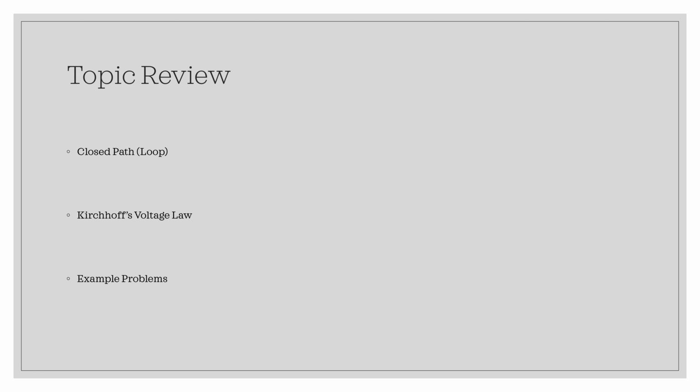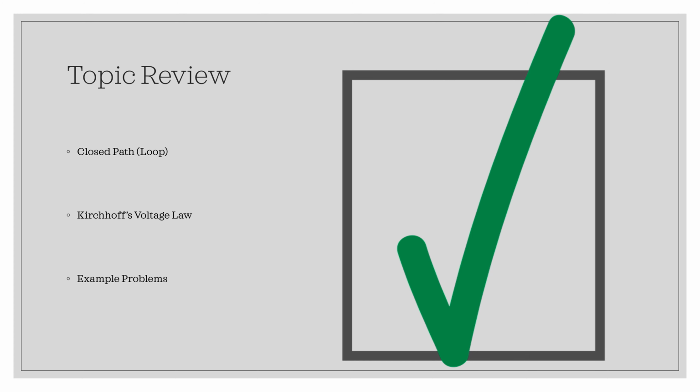In this lecture, we defined a closed path or a loop. We located closed paths in several circuit examples. We then defined Kirchhoff's voltage law and performed an example problem using Kirchhoff's voltage law. Finally, we performed a few examples applying Ohm's law, Kirchhoff's current law, and Kirchhoff's voltage law. And this concludes this lecture.